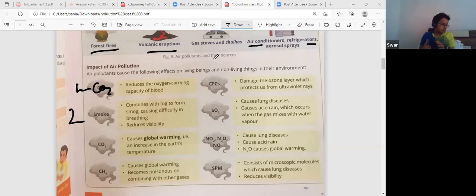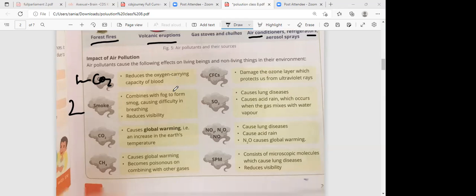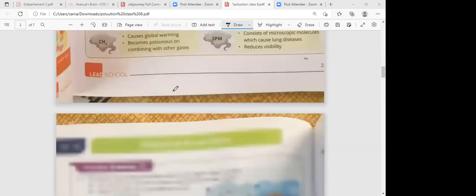Yes, ma'am. Written it down. Okay, sir. Then we are going to do the greenhouse effect, right? Clear?